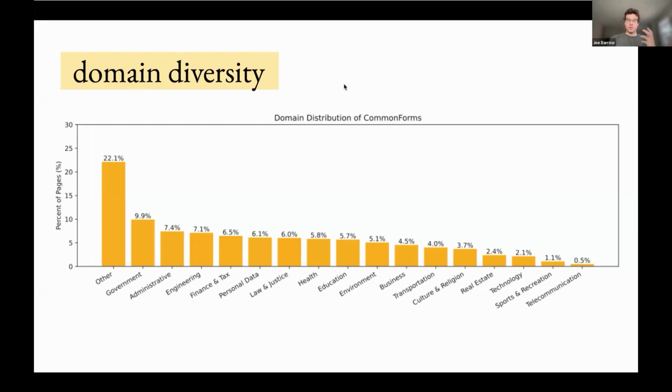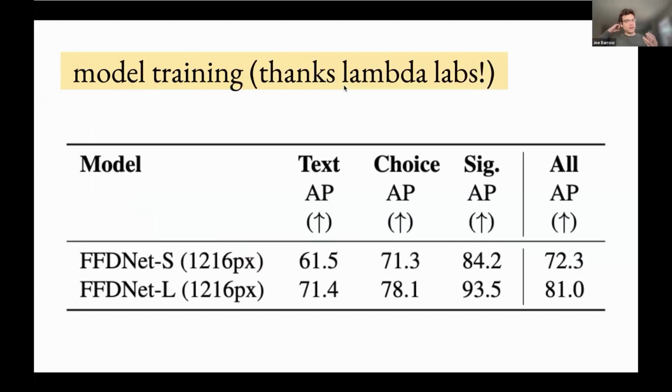So what can we do with this data? The first thing that we can do is train some super simple object detectors. And that's what I did. Basically train some YOLO models, a 6 million parameter model and a 25 million parameter model. The first one is FFDNet small, and the other one's FFDNet large, where FFD stands for form field detection.